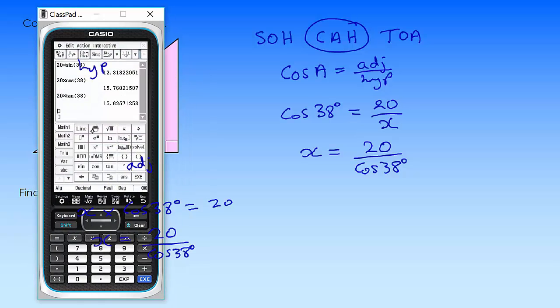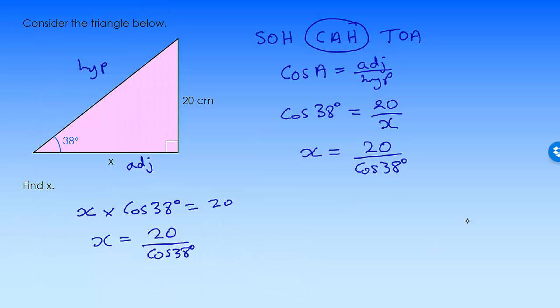So we're going to do 20, we're going to divide that by cos 38. That's 25.38. So x is equal to 25.38 centimetres to 2 decimal places.